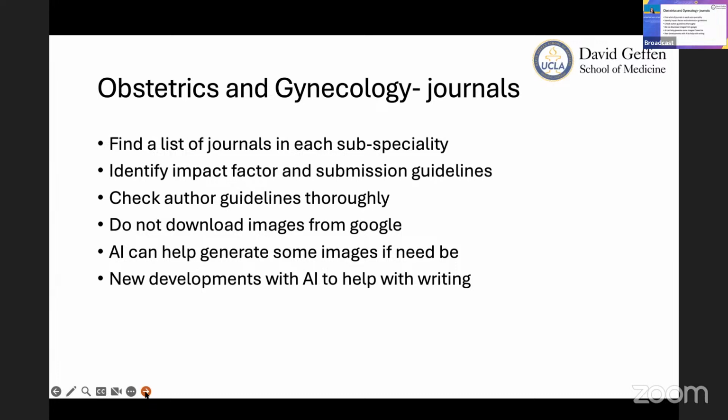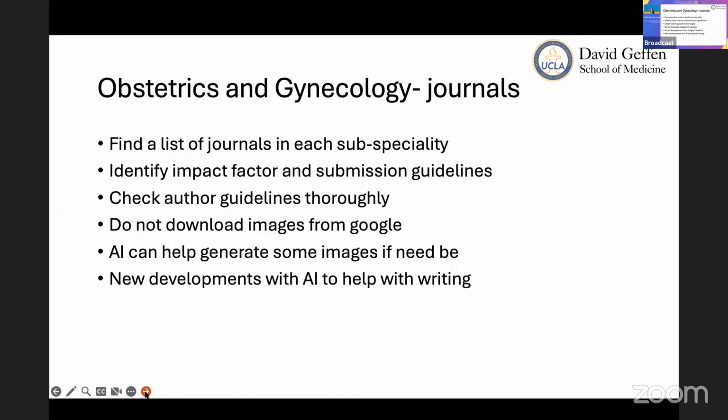And then every site will have the author's guidelines. During the discussion, if someone wants to know how to find the author's guidelines, I'm happy to show that to you. If you want to insert an image, don't just Google and insert an image. Sometimes I think AI can help you to generate some images.